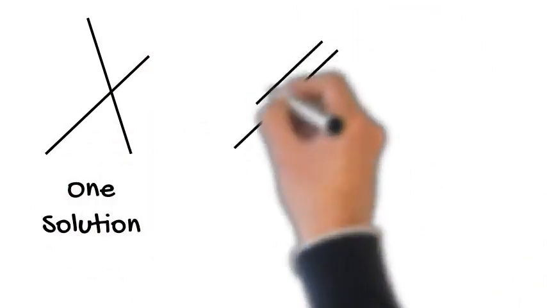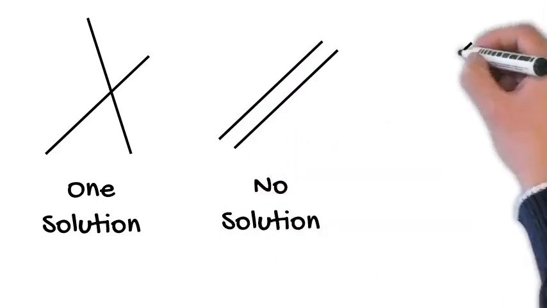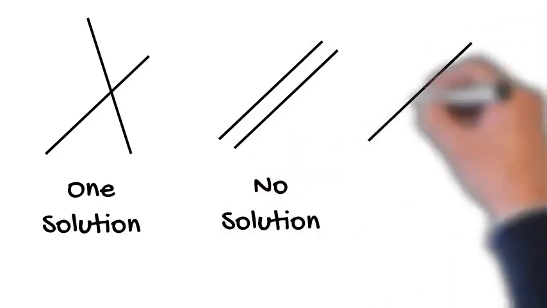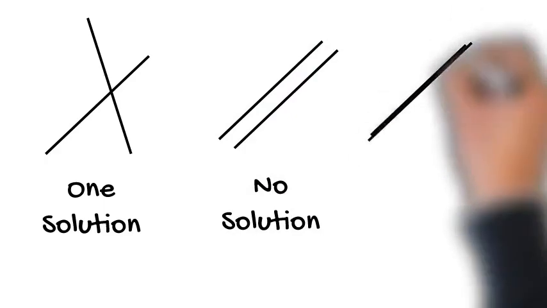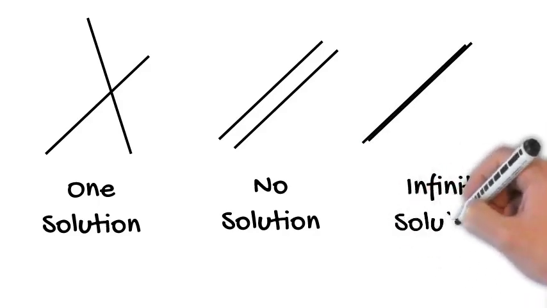So to recap, when the two lines intersect, we say there is one solution. And when the two lines are parallel, there is no solution. And if the lines are right on top of each other, then there are an infinite number of solutions.